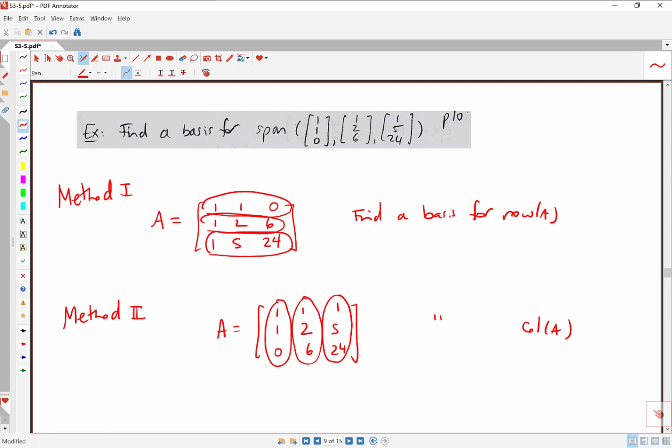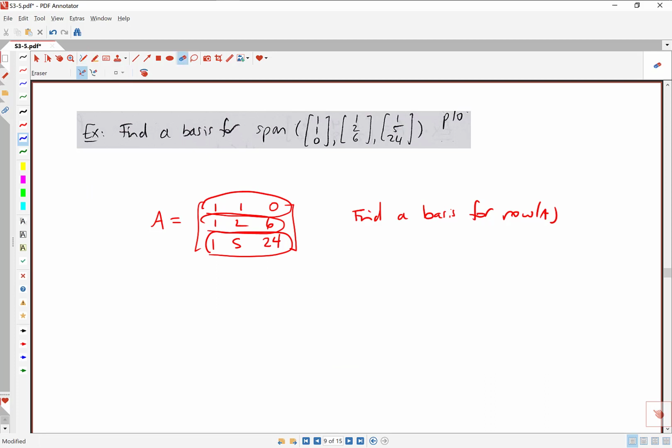Okay, now using everything we've learned from our previous examples, you probably remember finding a basis for a row space of A is generally considered easier. So I would say let's do method 1, because what do we do to find a basis for a row space of A? Well, we put our matrix into REF, and we just grab the non-zero rows. So let's put this matrix into REF.